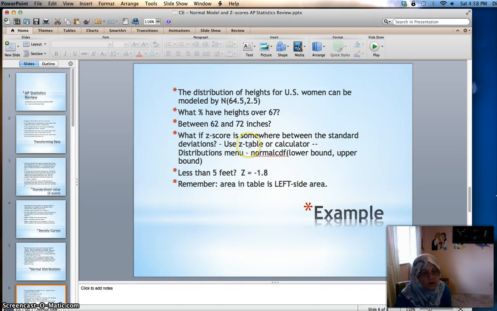Okay, so that's how you use the 68, 95, 99.7 rule, but what if the z-score is somewhere between the standard deviations? So it's not exactly -1 or 3, it's like 1.2 or something like that. Well, let's look at an example. What if we want to know what percent of women have a height less than 5 feet? Okay, well the z-score comes out to be -1.8, calculated the exact same way I did before. Now you could go use a z-table and look this z-score up in the back of the book and get the area that way. You can also use the calculator.